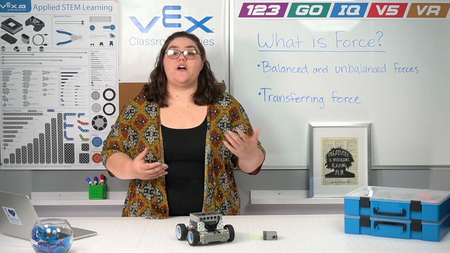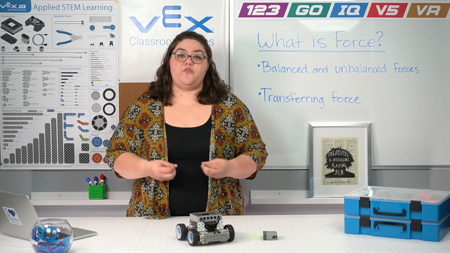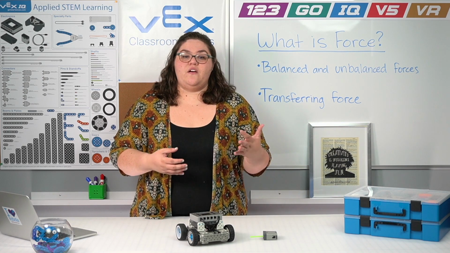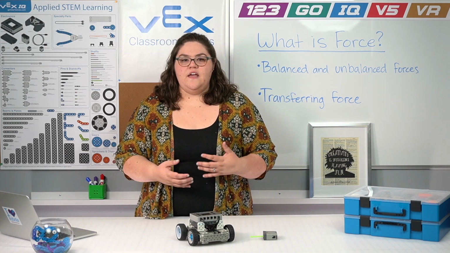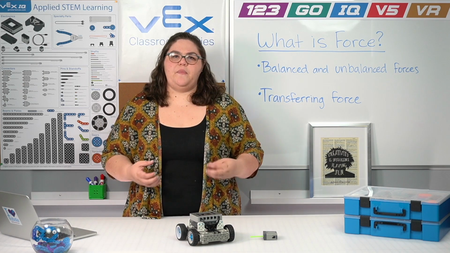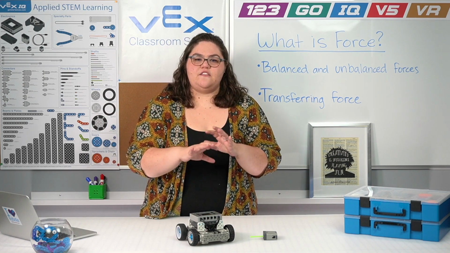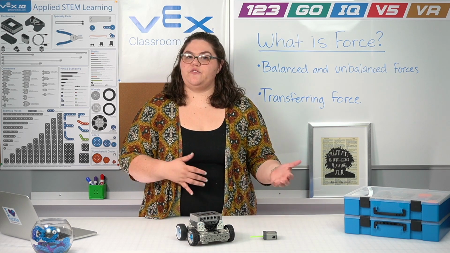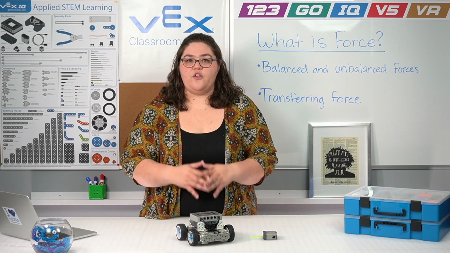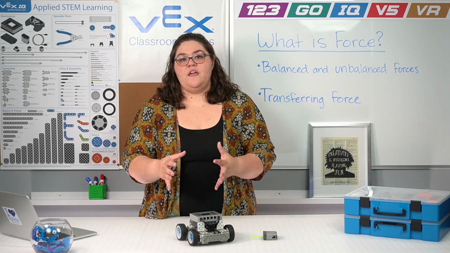Now, when forces are unbalanced, that's when it creates movement. So it can cause a change in speed and/or the direction of the movement. But to have an unbalanced force means that the force applied in one direction is greater than the force applied in the other direction. So that's how you get your robot to move.